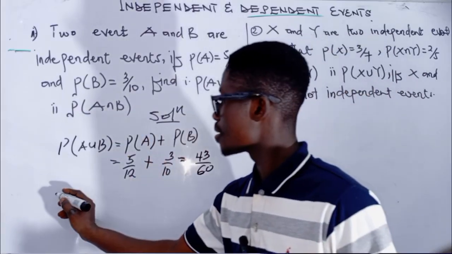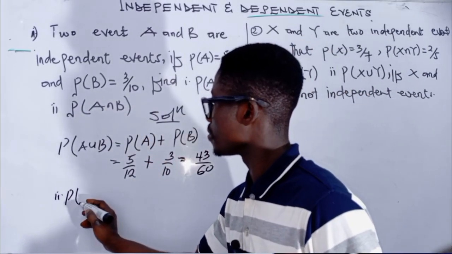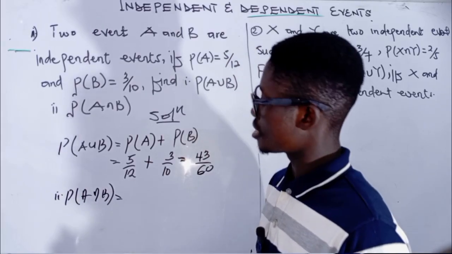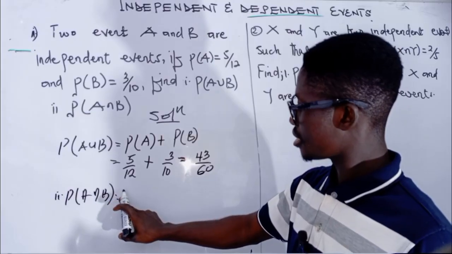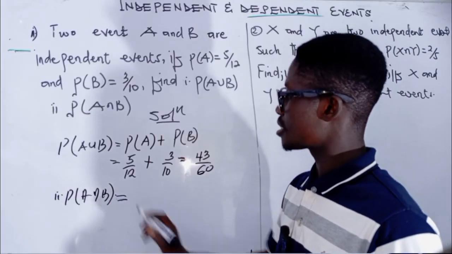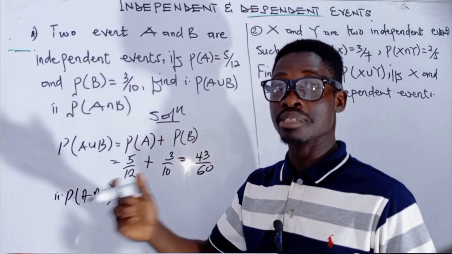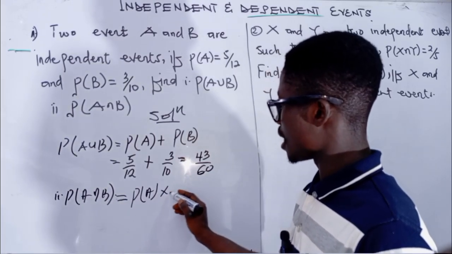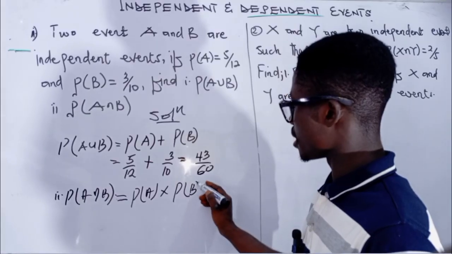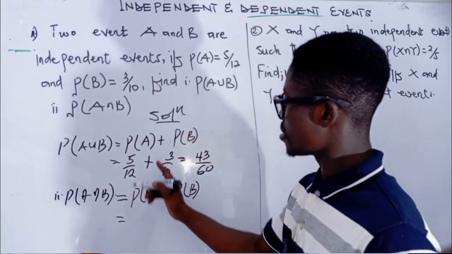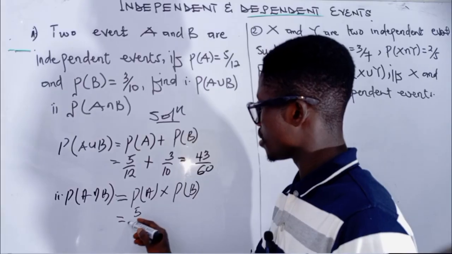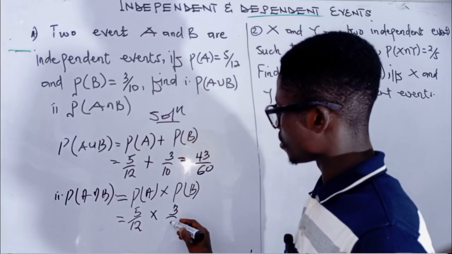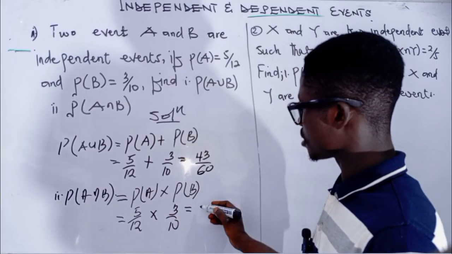So let's look at this. Probability of A intersection B. Since event A and event B are two independent events, the probability of A and B occurring is to just multiply their individual probabilities together. So we are going to have P of A, 5/12, multiplied by 3/10, and that's giving us what?